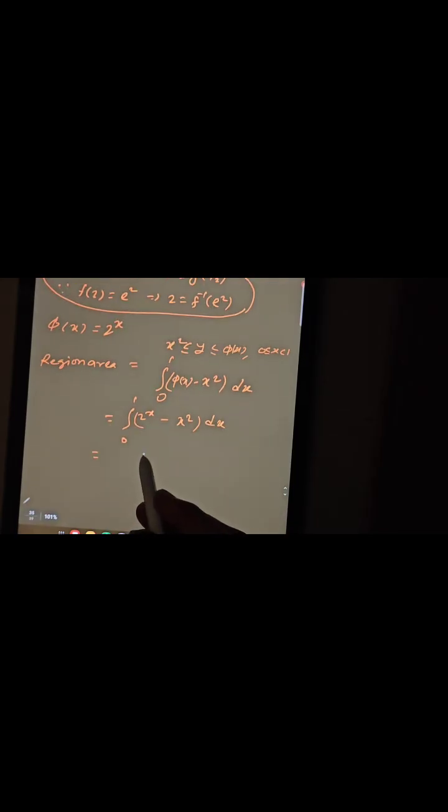And this is your x square dx is equal to integration of a to the power x is a to the power x by log a. So 2 to the power x by log base e, a is 2, and this is your limit. Here x cube upon 3, this is your limit. Simplify, 2 to the power 1 upon log e2 minus 2 to the power 0 upon log e2 minus 1 by 3. Another term will be 0. So no need to write that.